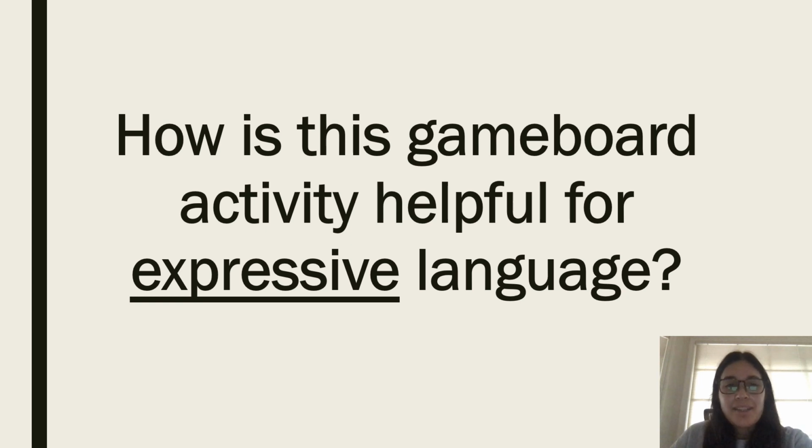So how is this game board activity helpful for expressive language? Well, the parts of language addressed in this activity are syntax, because of the child's need to formulate their words carefully in an utterance to answer the target question that is asked. Morphology, because understanding the correct morpheme to use is required to make the sentence logical and coherent. And semantics, because vocabulary understanding is needed to answer the question in correspondence to the image depicted. Depending on a child's deficits, this board can be used to target various aspects of expressive language, as will be explained in the following slides.